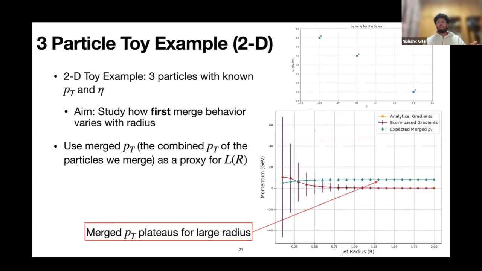So this is relevant because we notice that for larger and larger radius, that means that we're merging these two particles, the two highest PT particles. That's basically what happens, and that's why this tends to plateau. So if you look at this, these error bounds are kind of big, right? Like 50 error, that's kind of huge. But we can try and reduce that.